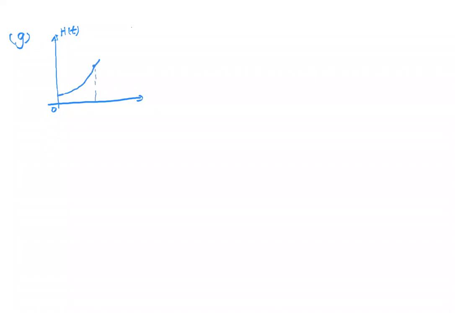Then after that, it goes like that. Then there is a horizontal asymptote here. That is y equal to 2. Am I right? Do you have a graph of some sort like this? Yeah. So at first, the height is growing with an increasing rate.